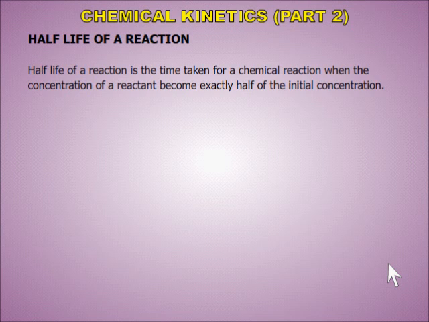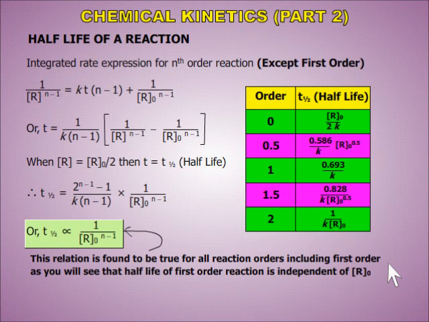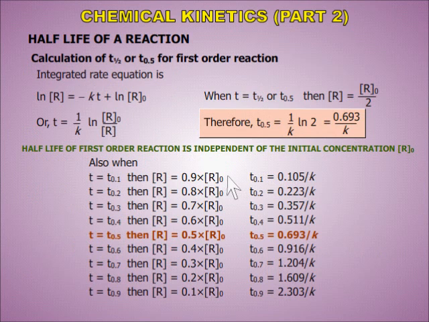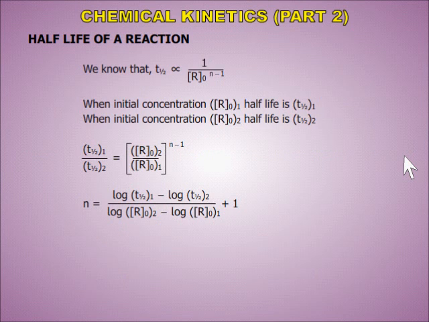Half-life of a reaction is the time taken for a chemical reaction when the concentration of the reactant becomes exactly half of the initial concentration. It is denoted by T half. Half-life of a reaction depends on the initial concentration of the reactant and the order of reaction like this. The exception is a first order reaction, where a reaction proceeds in the same manner whatever the initial concentration. If the half-life of a particular reaction can be measured with two different initial concentrations, then the order of that reaction may be found.